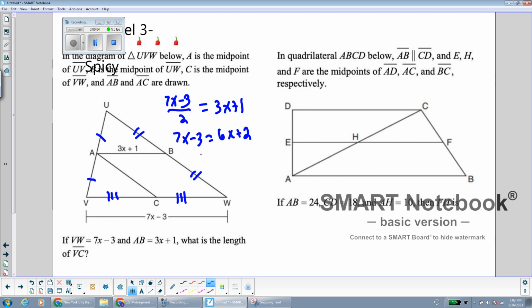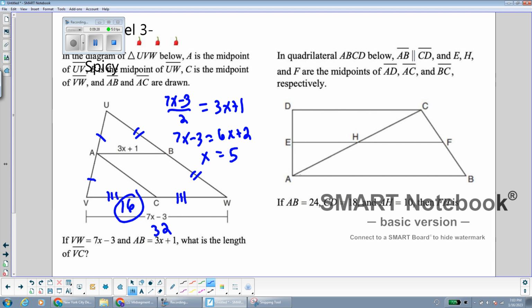Subtracting 6x from both sides and adding 3 to both sides, I have x is equal to 5. Now plugging in, 7 times 5 is 35, minus 3 is 32, and half of 32 is 16. So the length of VC is 16.